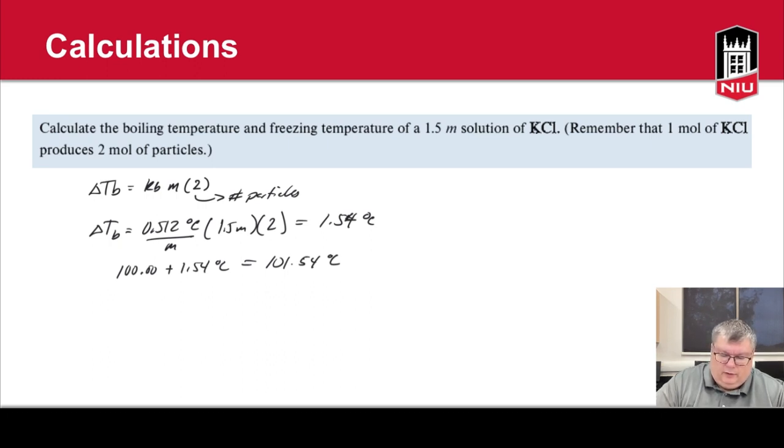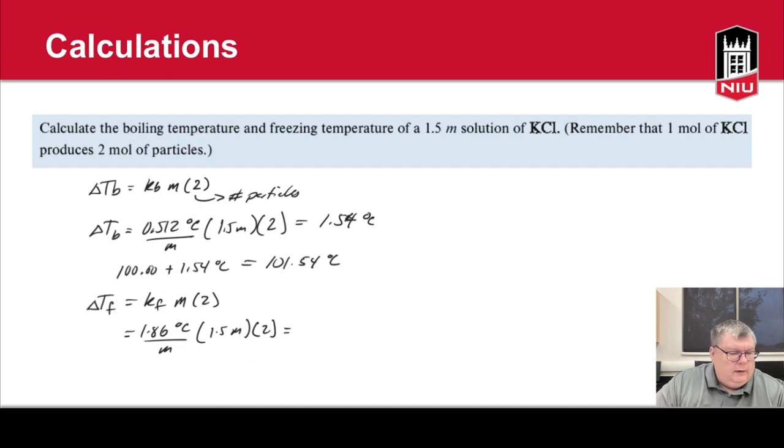Let's see how much it changes the freezing point depression. Delta TF equals KF times M times 2, or 1.86 degrees C per molal times 1.5 molal times 2 gives us 5.58 degrees C.